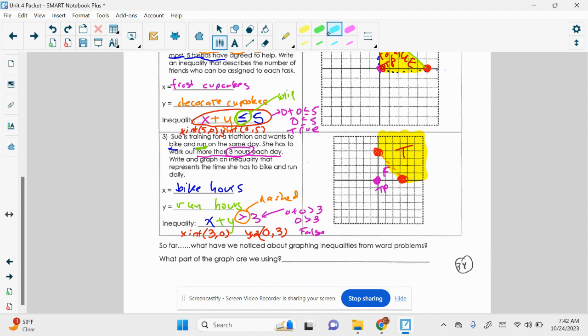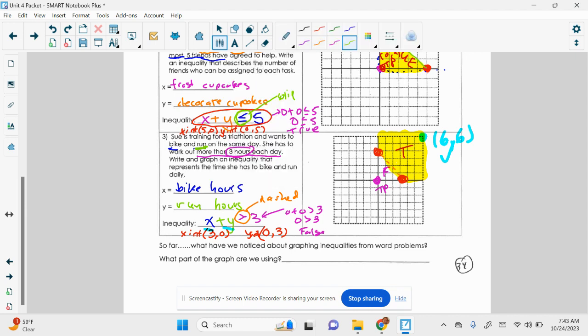So again, if you were to choose a point, let's choose a point here. How about this one? This is a fun one. What is it? This is (6, 6). So think about it. 6 run hours and 6 bike hours adds up to 12. Is that greater than 3? Check. So that's why the shaded area is so necessary.